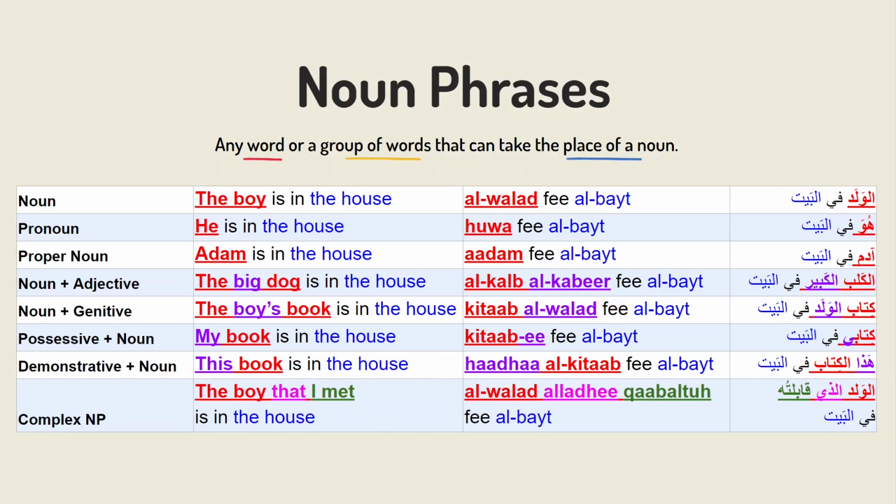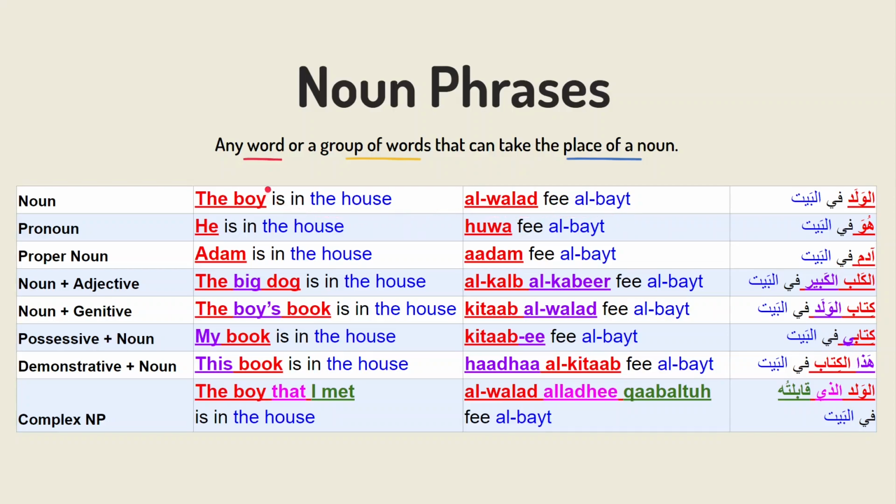Here, for example, when we are talking about a noun, we're talking about something like boy. So here, the boy, it's a noun, it's a definite noun. So the sentence we have here is the boy is in the house. So the Arabic equivalent for this is الولد في البيت. So the boy is in the house.